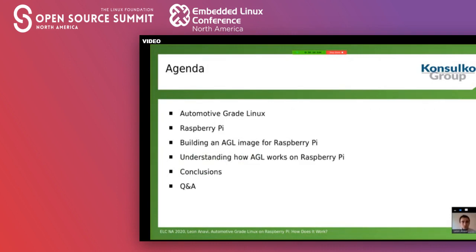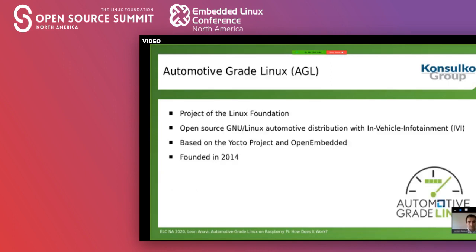The agenda for the talk today includes a brief introduction to Automotive Grade Linux, followed by a few words about Raspberry Pi and the history how AGL was ported to Raspberry Pi, a process that I was involved from day one. In this talk, you'll learn how to build an AGL image for Raspberry Pi, how to boot it on Raspberry Pi 3 or 4, and understand how it works. And finally, we'll do some conclusions and there will be time for Q&A session.